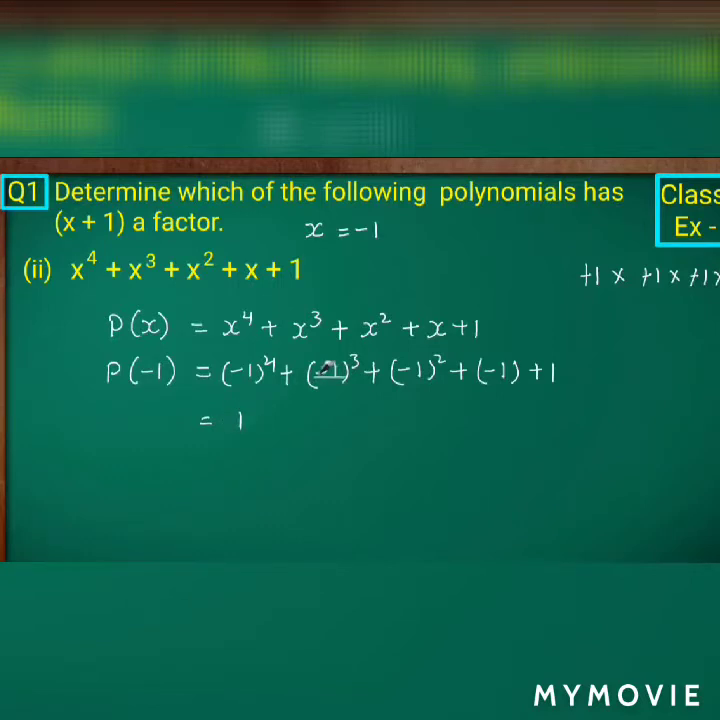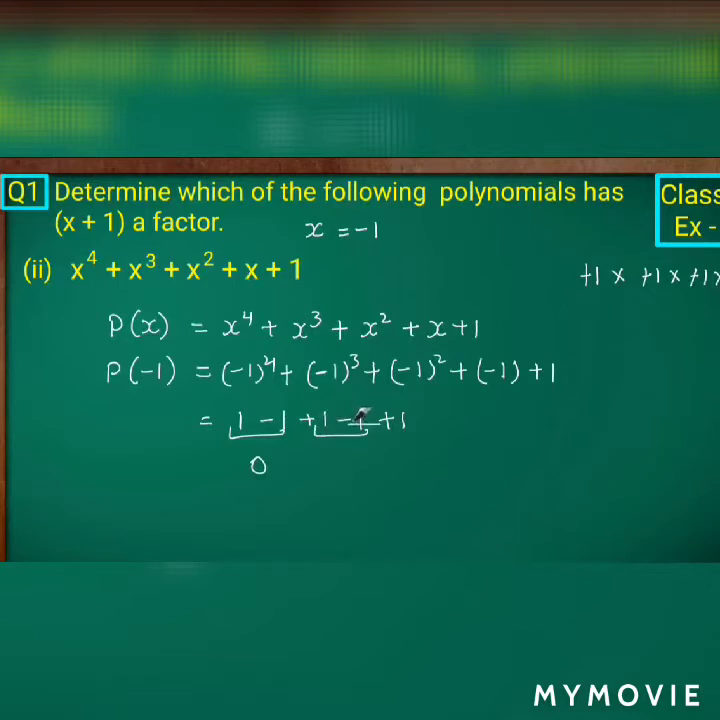Now minus 1 whole power 3 is what? It will become minus 1, isn't it? Minus into plus is minus, minus 1. Now plus minus 1 whole square is plus 1. Again plus into minus is minus 1 plus 1. So here minus 1 and plus 1 will get cancelled. Minus 1 and plus 1 will get cancelled.